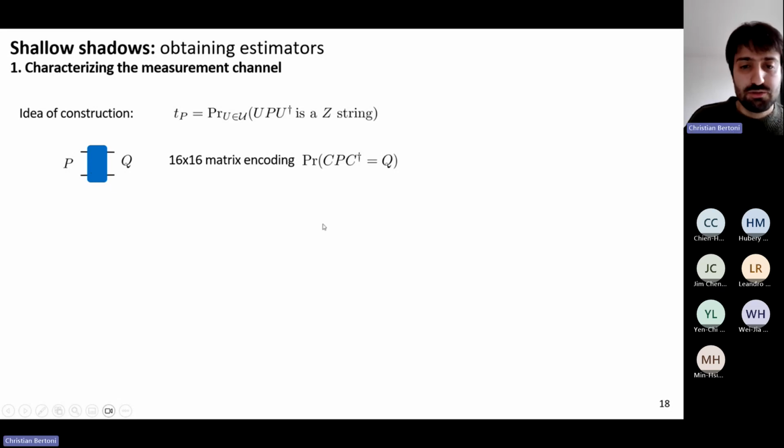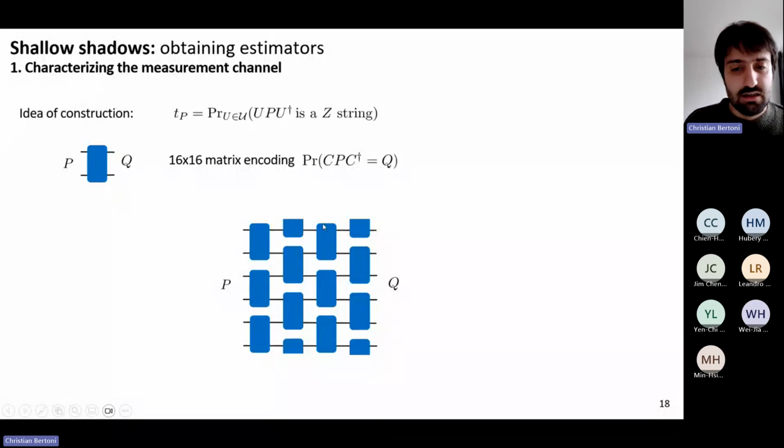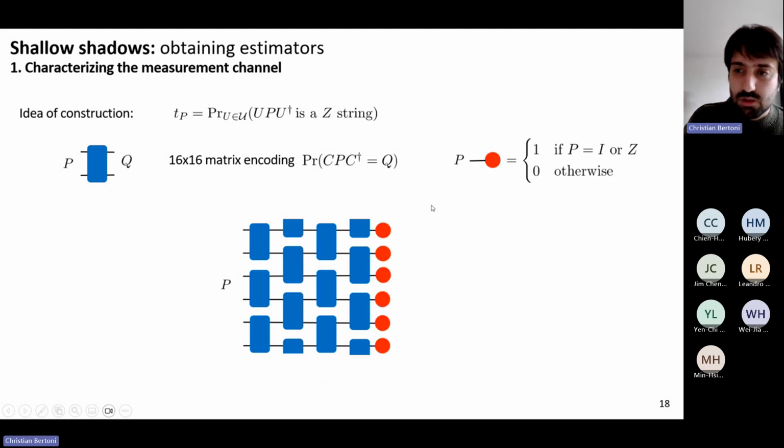And now, if we were to just compose these transfer matrices in the same shape as the original circuit, we would get a huge transfer matrix, which tells us from any input Pauli what is the probability of getting an output Pauli Q. But we are not so interested in this fine grain. We just want to know what is the probability of getting a Z string out.